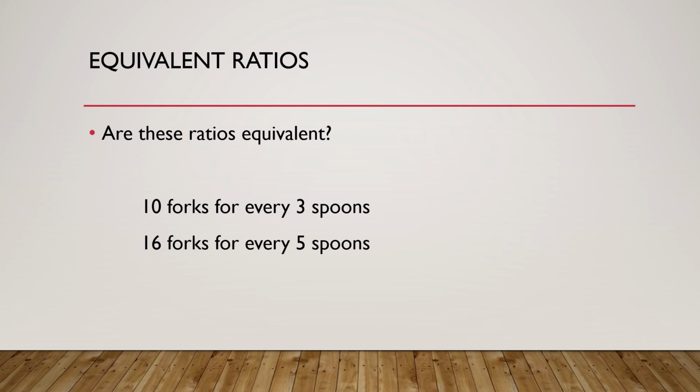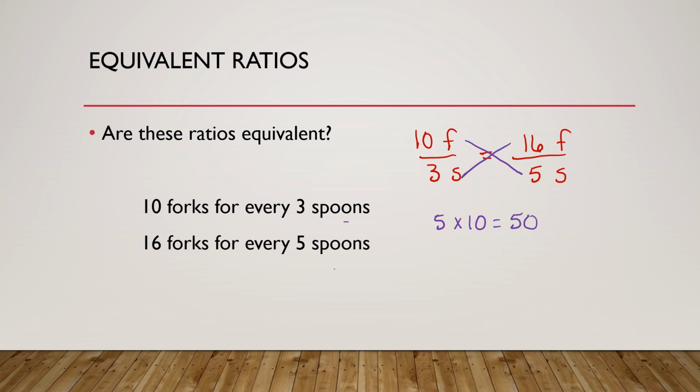Go ahead and pause your video and try this one on your own. We have 10 forks for every 3 spoons, and 16 forks for every 5 spoons. Let's go back and not forget our cross multiplying that we can also do. So we would do 5 times 10, which is 50, and we could do 3 times 16.